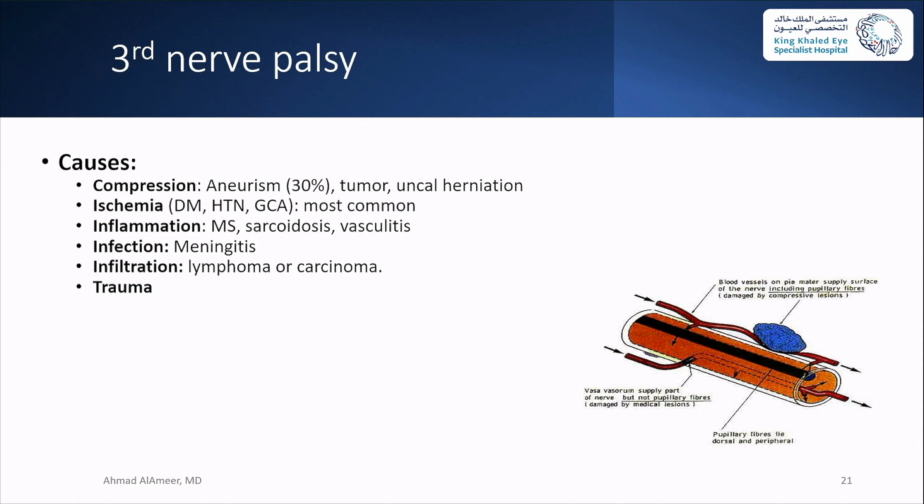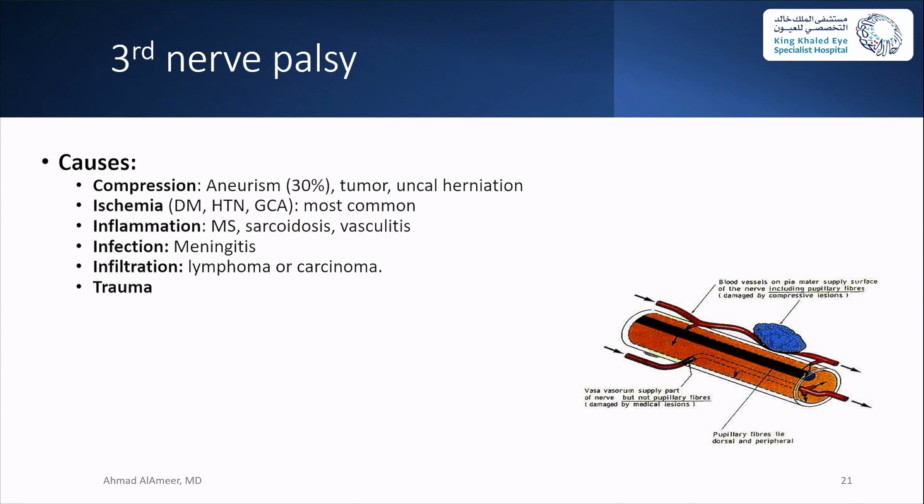Causes can be compression from an aneurysm, ischemia, which is the most common, or inflammation, sarcoidosis, MS, infectious etiologies like meningitis, infiltration, or traumatic third nerve palsy. When you read about the third nerve in any textbook, they mention pupillary involvement or pupillary sparing third nerve palsy. Classical teaching, but of course this is not true.